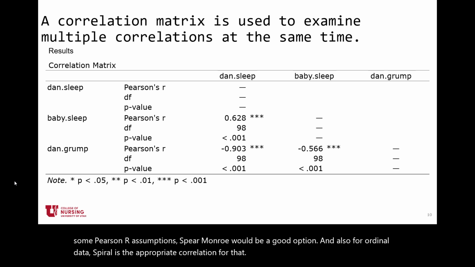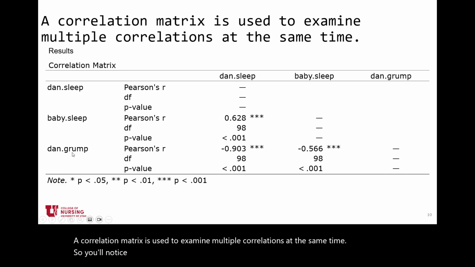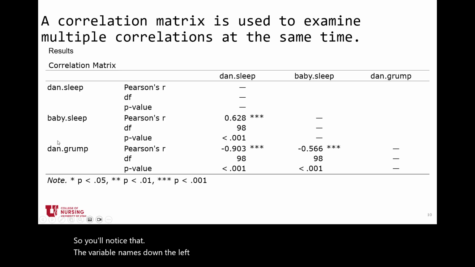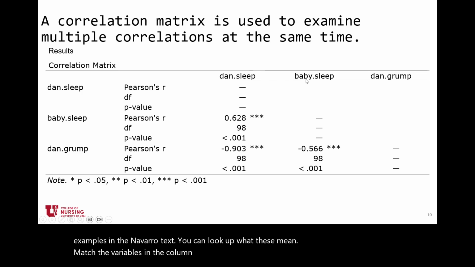A correlation matrix is used to examine multiple correlations at the same time. So you'll notice the variable names down the left side, Dan sleep, baby sleep, Dan grump, from the examples in the Navarro text, you can look up what these mean. Match the variables in the column names, Dan sleep, baby sleep, Dan grump, in the same order.